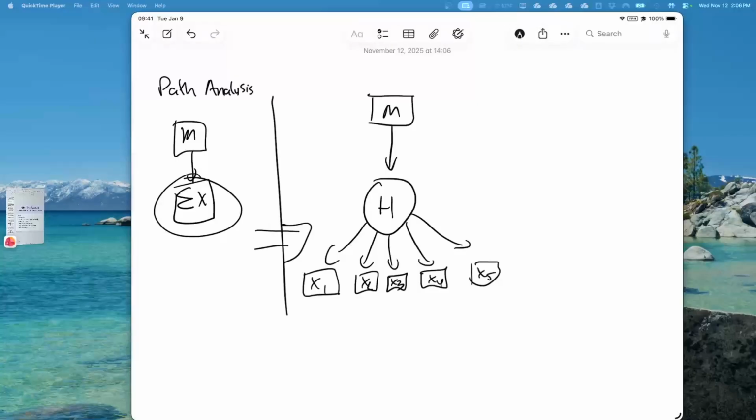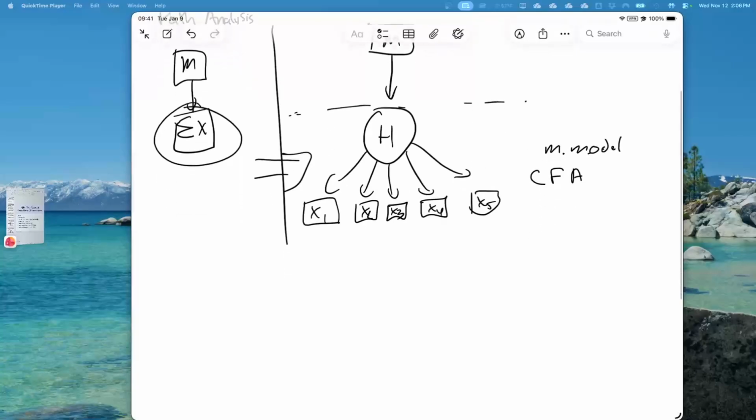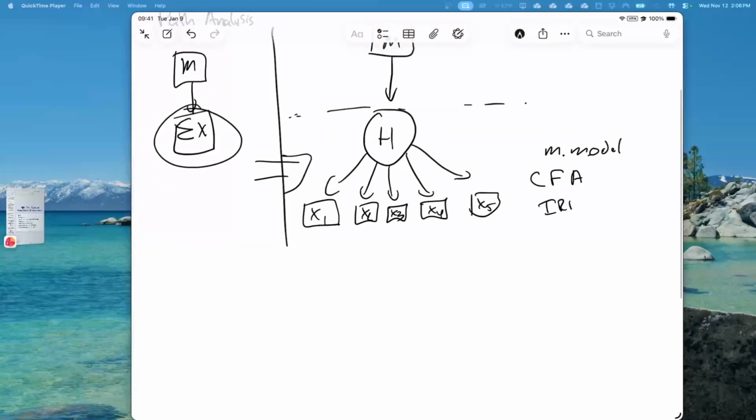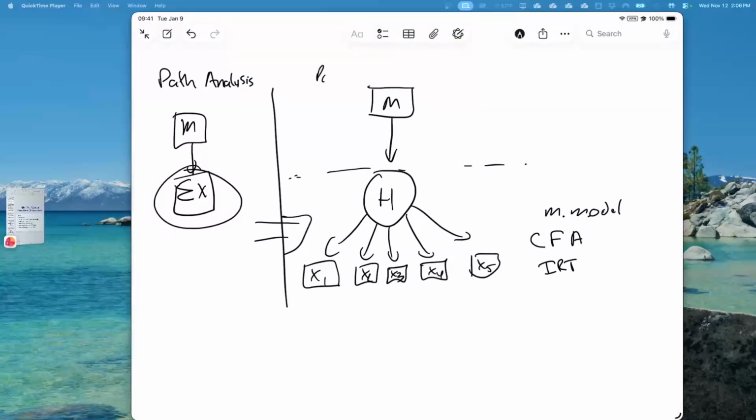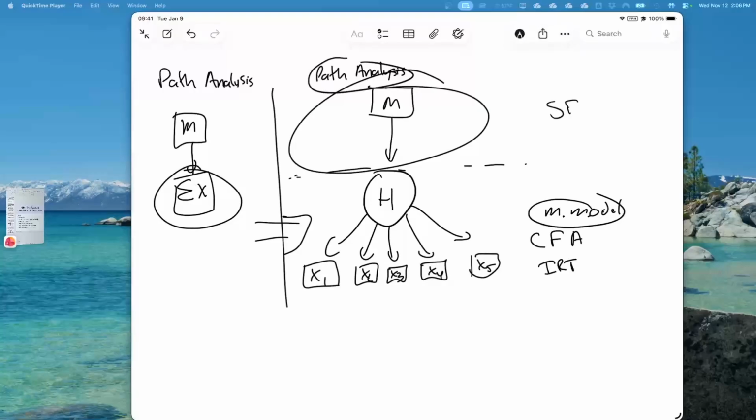So we made it a measurement model right here. This part up to this part was a measurement model. I'll call that measurement model or factor analysis, maybe confirmatory factor analysis. And then we found out we should probably really be doing IRT right there. And then when we put the path analysis back, this part is still path analysis. When you put back together a path analysis and a measurement model, you get a structural equation model. So that's refocusing what we're thinking about.